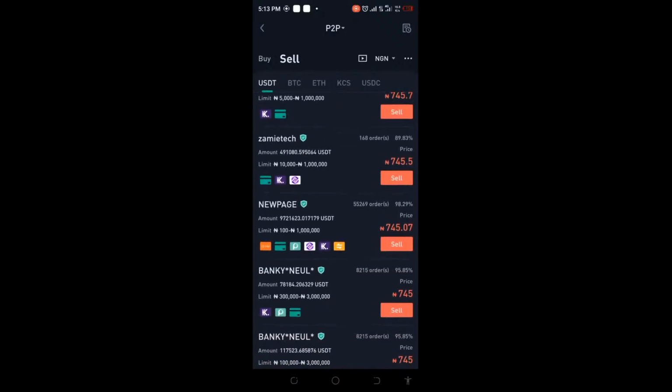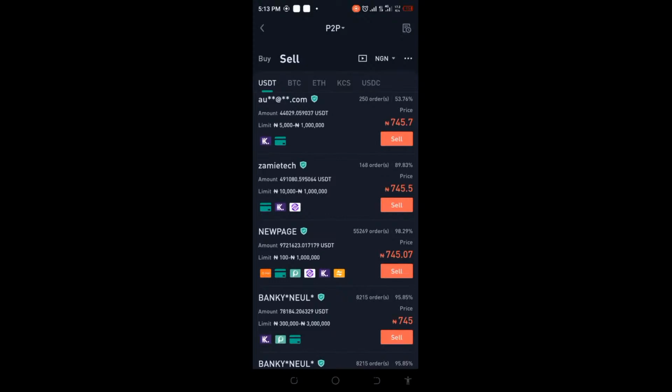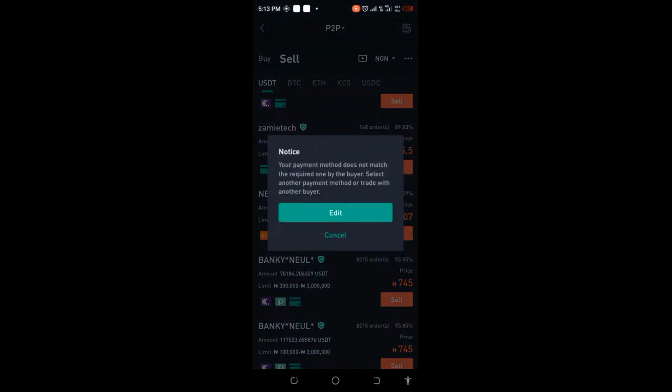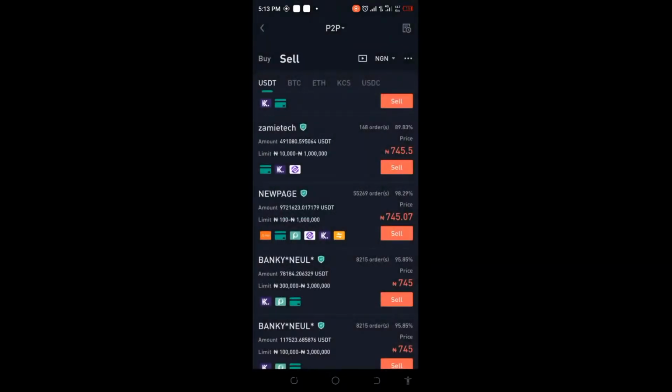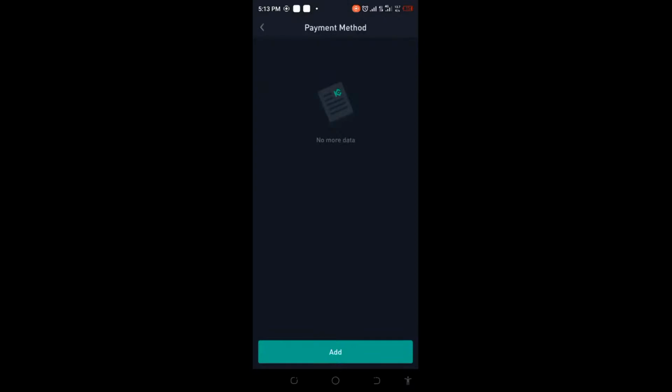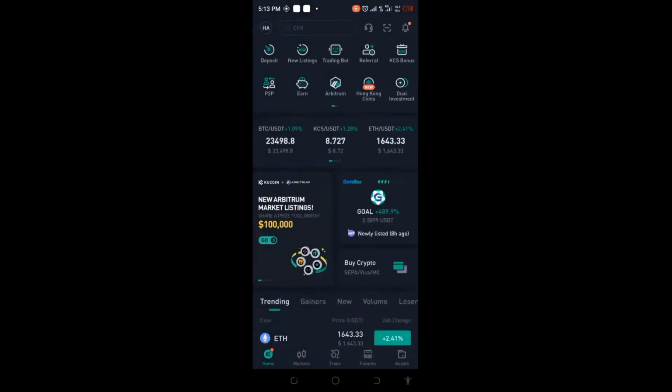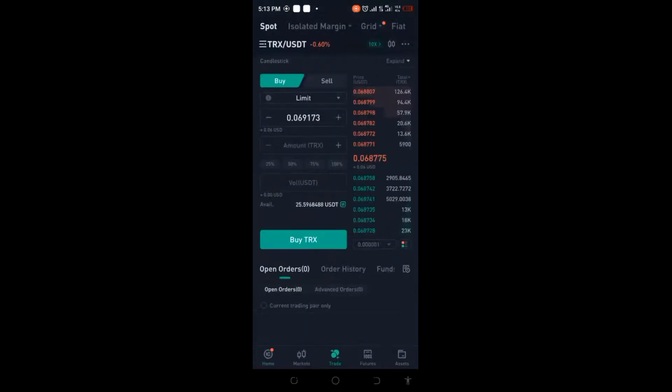So sliding down, you can look for the price range that you actually want to use. Let's just check on this one and see whether there's a potential. It said your payment method does not match the required one by the buyer. Okay, so we have to set up all of this. We can edit and put in all the details, but I'm not going to go through all of this. I'm just showing you that we can actually withdraw our money even from P2P, right? But I'm just going to go back to do this by TRX, okay?